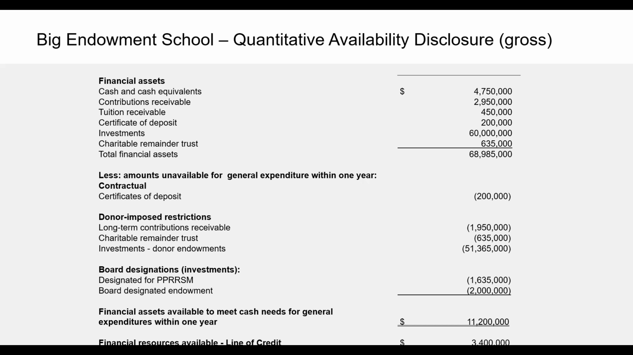As we looked at you guys, a lot of you have board designated endowments. You have donor endowments and board designated endowments. So all of that's going to have to be backed out. Here you've got your donor imposed restrictions, investment for donor endowments comes out, but then also you're pulling out your board designated endowments of another 3 million or so.